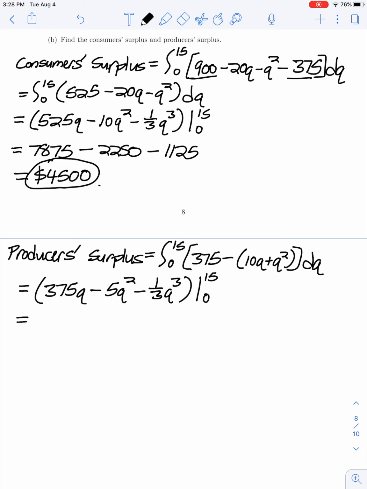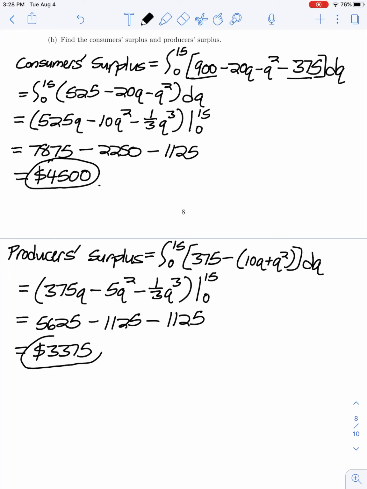So when we evaluate at 15, we have 375 times 15, which is 5625, minus 5 times 15 squared, so 5 times 225, which is 1125, and then minus 15 cubed divided by 3, which is 1125. So we are left with $33.75 for the producer surplus.